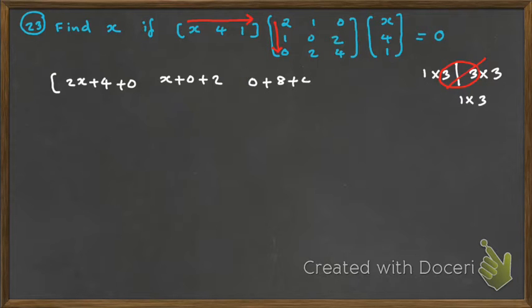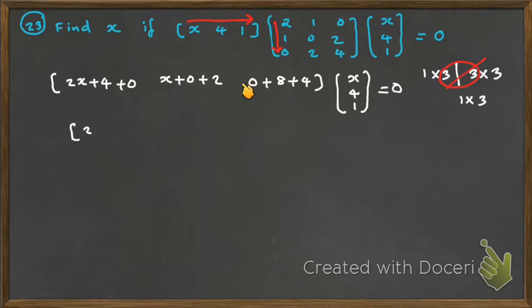And then I have again the first row with the third column. So x into 0 is 0, plus 4 into 2 is 8, plus 1 into 4 is 4. Okay, that's the product of the first two matrices, a 1 by 3 matrix, 1 row and 3 columns. Into the next matrix, [x; 4; 1] still stays there, is equal to 0 matrix.